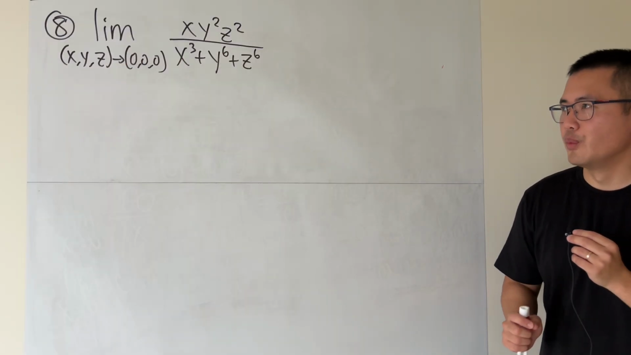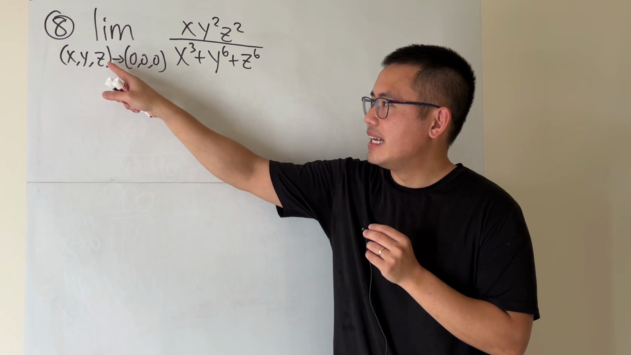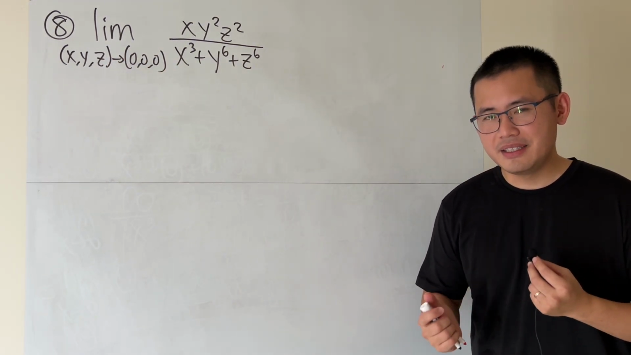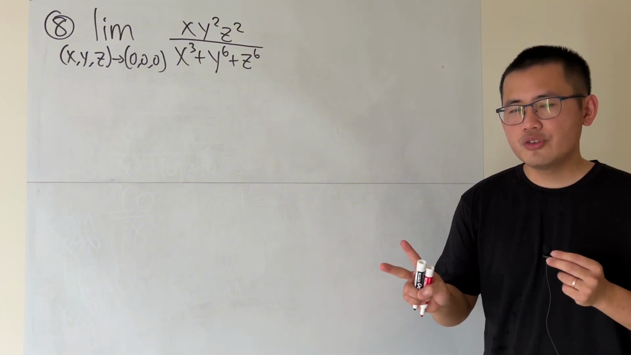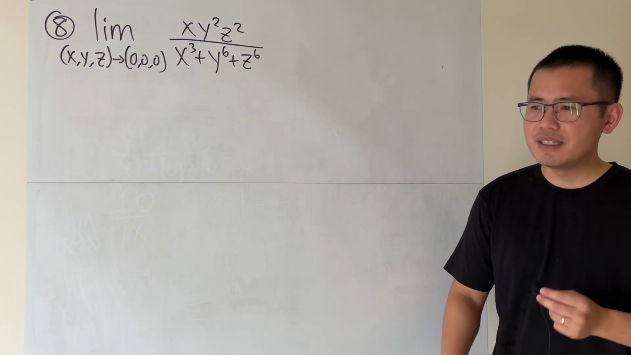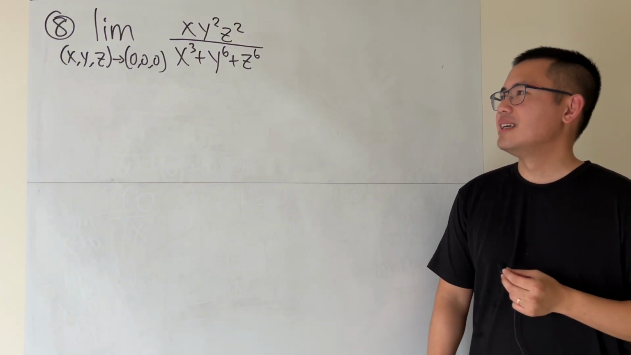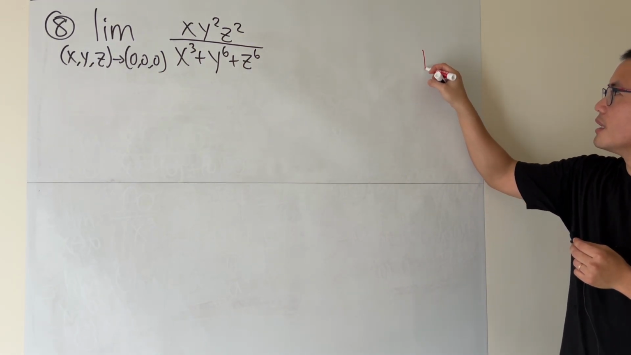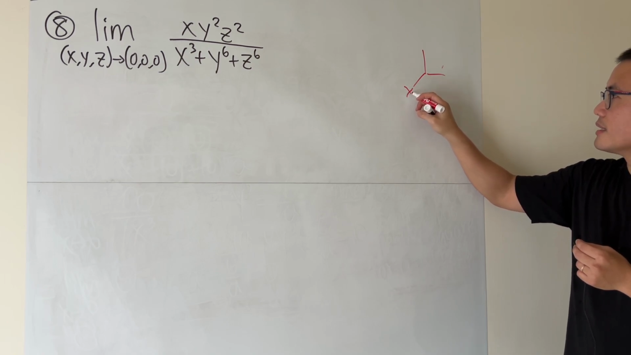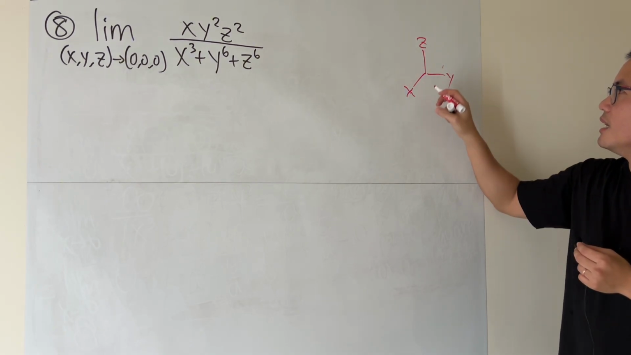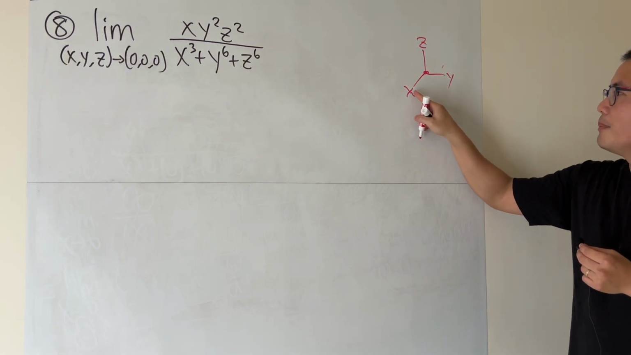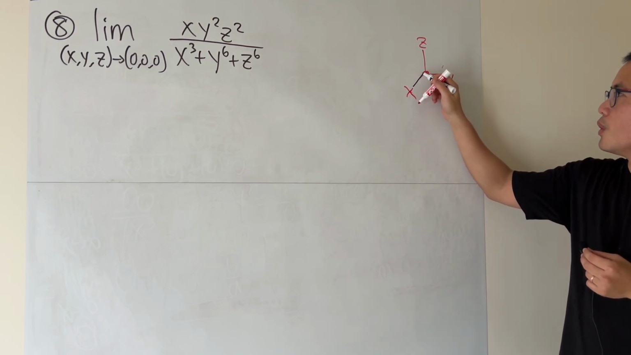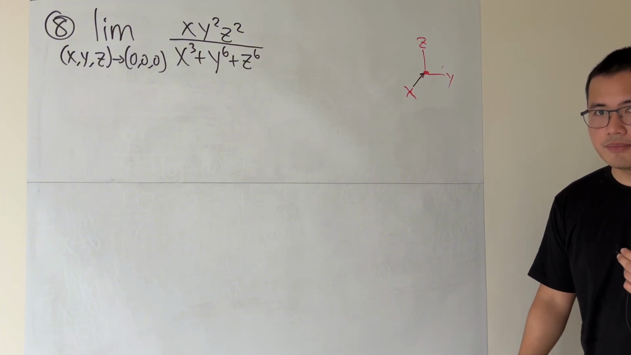Now for the last one, we have x, y, and z. So this is the 3 variable situation, but the idea is the same. We have to find 2 different paths and we get 2 different limits and we will be done. Alright, this is approaching the origin. Let's take a look at the picture real quick. So x, y, and z approaching the origin here, and perhaps let's do an easy one. Yeah, let's say we want to get to the origin along the x-axis.